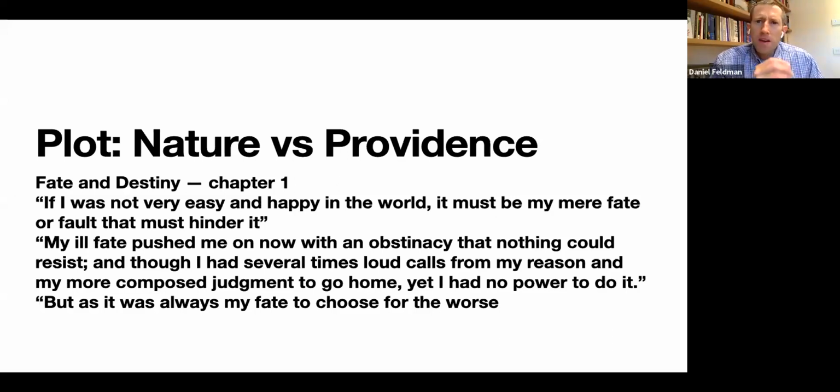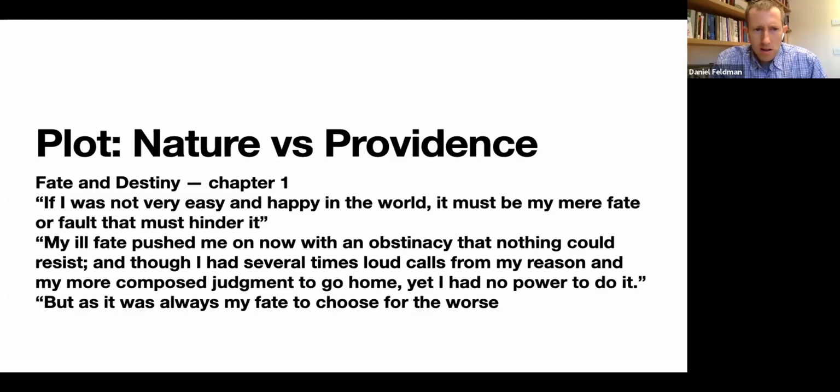This idea of fate, just what happens, and destiny, this was meant to happen, is apparent very early in this text. These were lines that we didn't flag as we went over them, but these ideas were already part of our conversation. Crusoe writes in his retrospective account, talking about his departure from his father, his betrayal of his world, "If I was not very easy and happy in the world, it must be my mere fate or fault that must hinder it. I had a comfortable station, but it must be my mere fate or fault that must hinder it." Fate, what happens, or fault, a kind of sin.